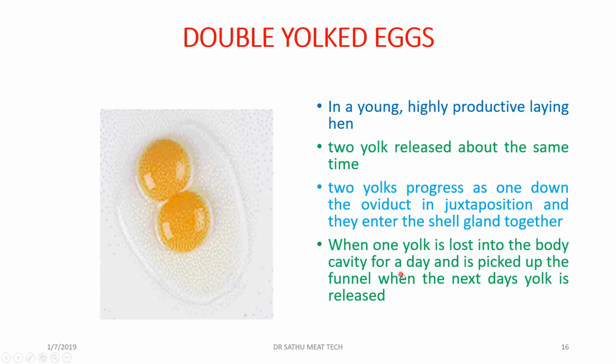Another reason they are saying is when one yolk is lost into the body cavity. So one ovum is released, but on that day it is lost into the body cavity. But in the next day, this lost ovum will be picked up by the infundibulum, the funnel, and the next day ovulation will also be taking place, and then those two will go together, and that may also be the reason why we get the double yolk eggs. So these are mainly seen in highly productive laying hens.